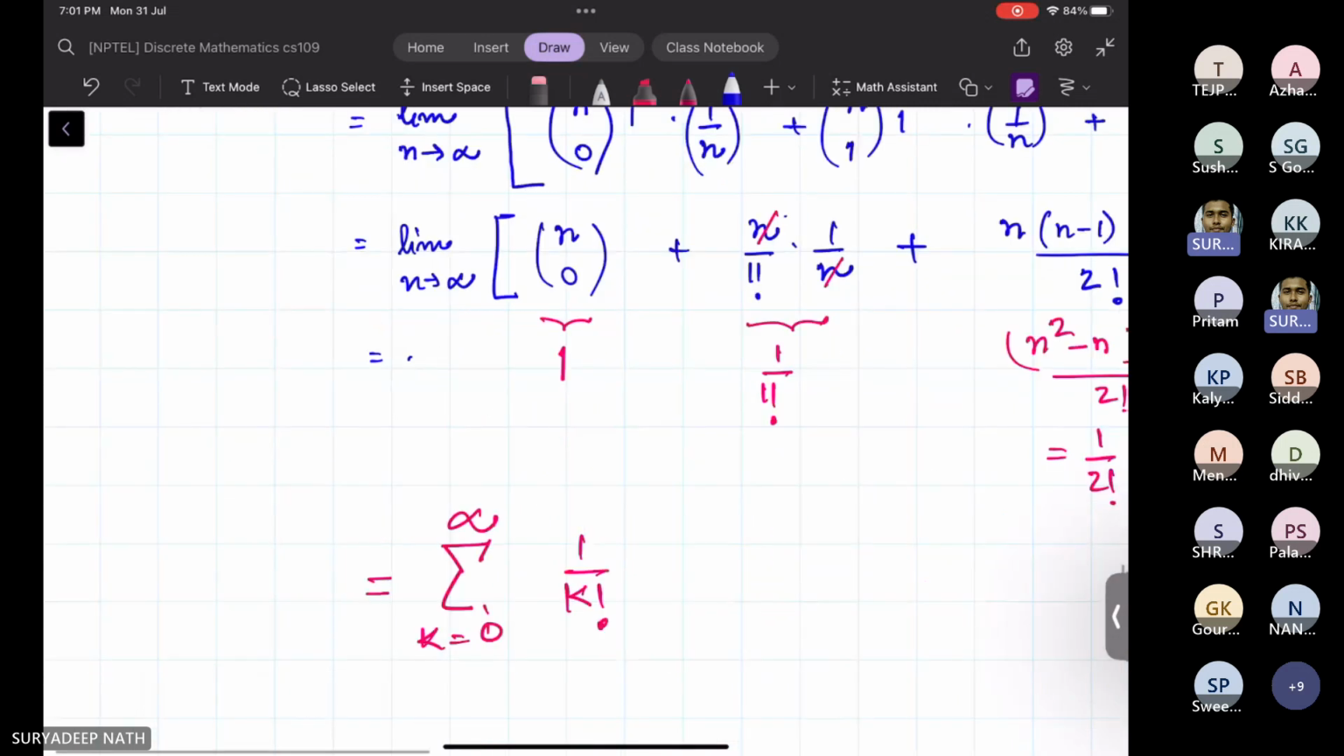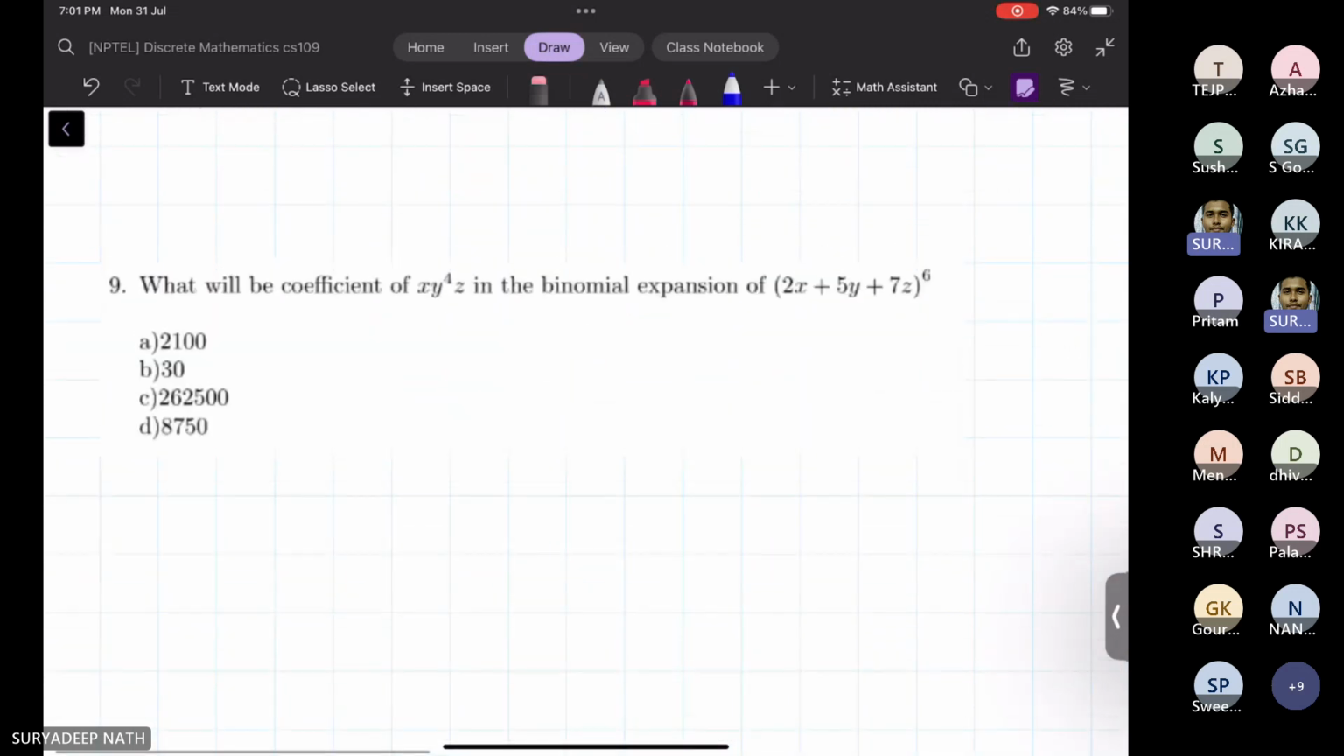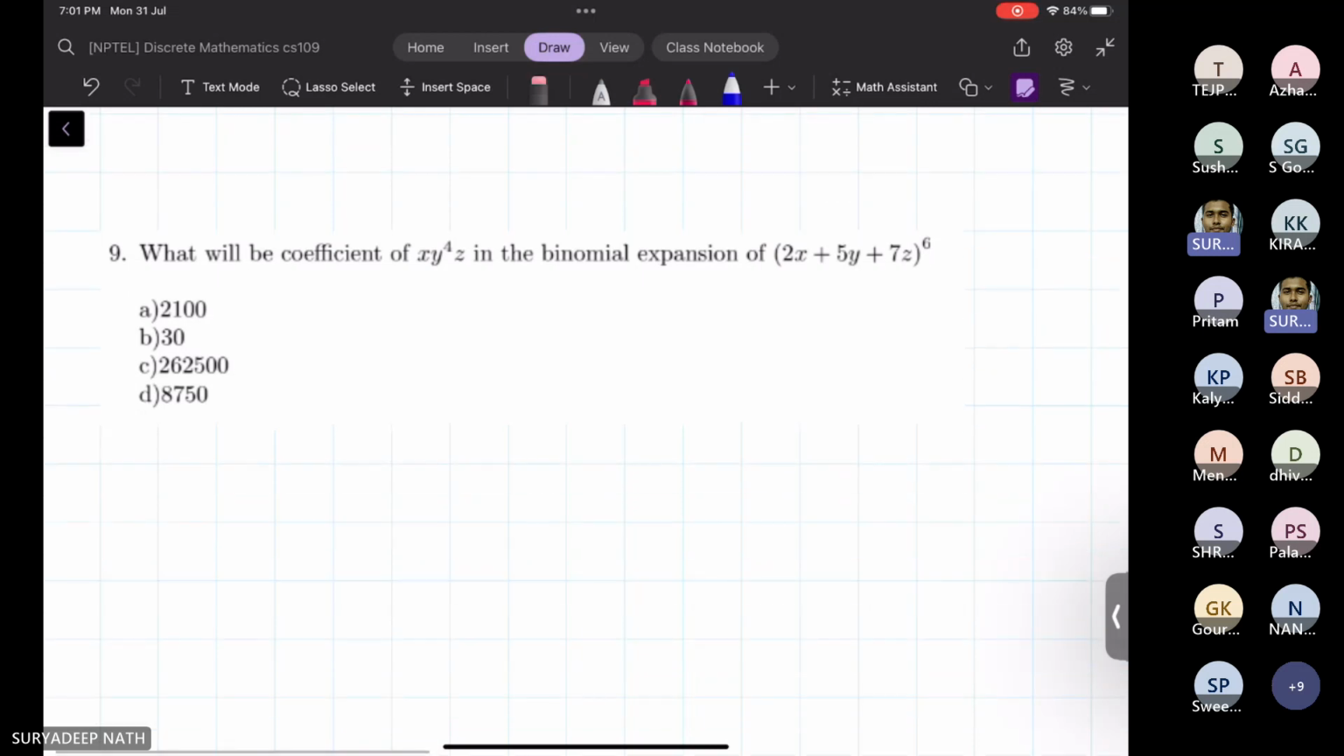Okay, so let us move on to the next question. What would be the coefficient of x to the power 1, y to the power 4, z to the power 1 in the expansion? It is not exactly a binomial, it's a multinomial expansion: (2x + 5y + 7z) whole to the power 6.